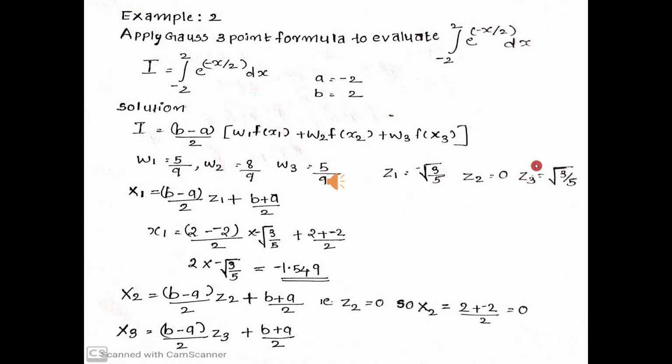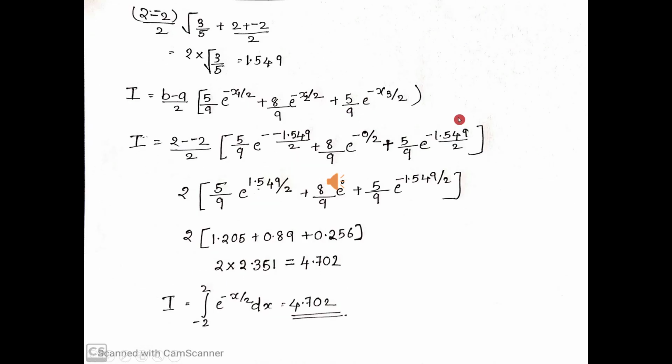And x3 equal to (b minus a) by 2 into z3 plus (b plus a) by 2. Substituting the values, (2 minus minus 2) by 2 into root of 3 by 5 plus (2 plus minus 2) by 2 equal to 2 into root of 3 by 5 equal to 1.549.